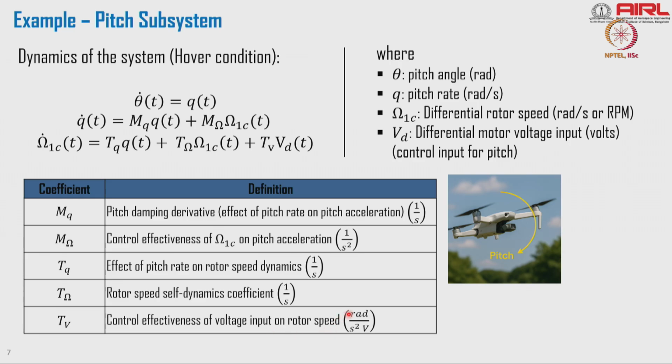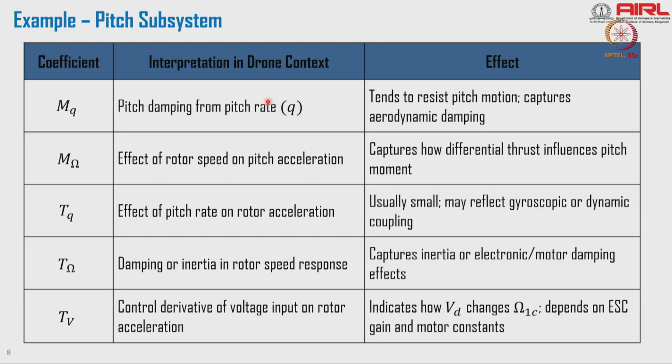Now, I am trying to understand the interpretation of these variables and how they are going to influence the system. MQ has a tendency to resist the pitch motion, which captures the aerodynamic damping. M omega is the effect of rotor speed on pitch acceleration. It captures how differential thrust influences the pitching moment. TQ, the effect of pitch rate on rotor acceleration, is usually small, and may reflect gyroscopic or dynamic coupling which is present.